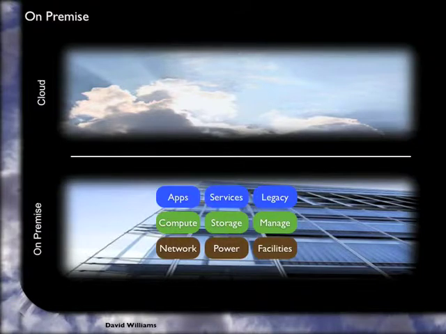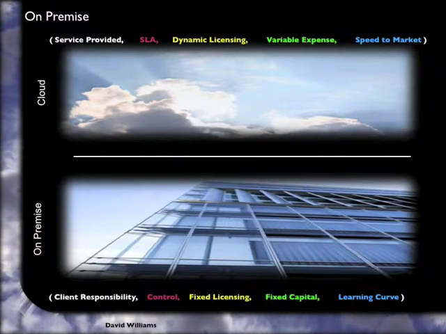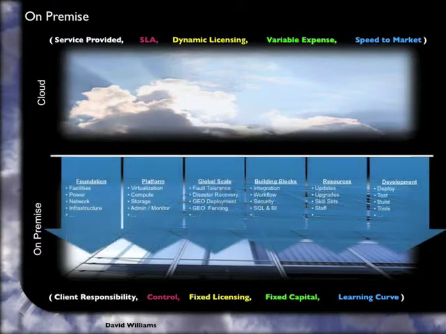Our first model will be to look at the on-premise deployment and see that all aspects of the solution reside within the corporate environment. Major components include the network, power and facilities, compute, storage and management capabilities, the actual application, services, and legacy, all brought together to represent a single solution. As we look at the benefits and trade-offs for the on-premise approach, we see all major aspects are centered around total control and responsibility by the corporation. The trade-offs are in the areas of dynamic licensing, variable cost, learning curve, and the potential speed to market.